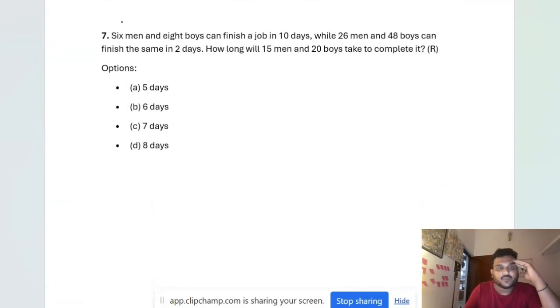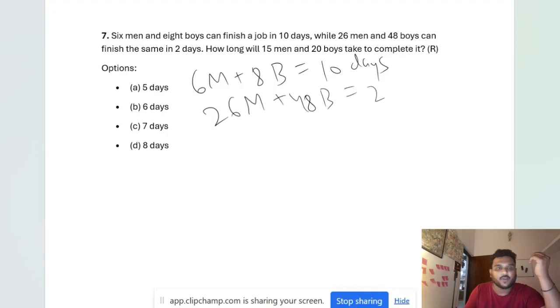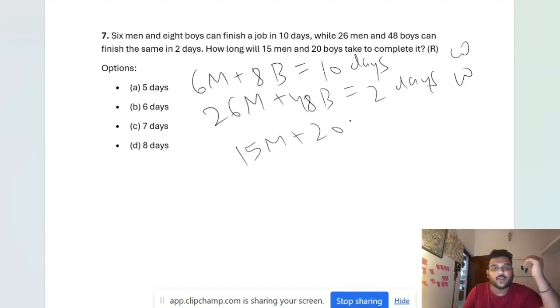Again, 6 men and 8 boys can finish the work in 10 days. This is a different type of question, so let's pay attention. This is how you write it; it doesn't make sense as such, it is just a way of writing the information. 26 men and 48 boys can finish the job in 2 days. Same work, okay? It could have been that they can finish twice the amount of work in 2 days, so you have to write the amount of work also. How long will 15 men and 20 boys take to complete the entire work?